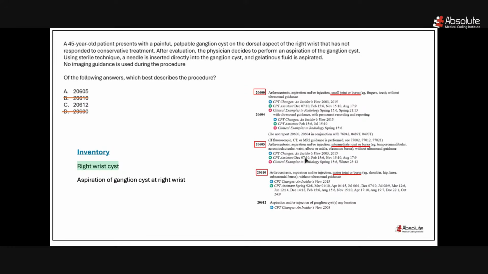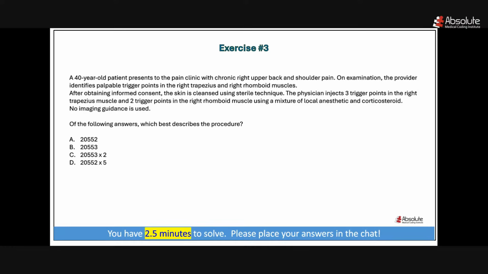The correct answer, as you all said, is going to be 20612. That is for an aspiration and/or injection of a ganglion cyst, any location. Right? So that's also important. Any location. Great job, coders. You all are rocking it in the chat. Let's quickly move on to the next one.